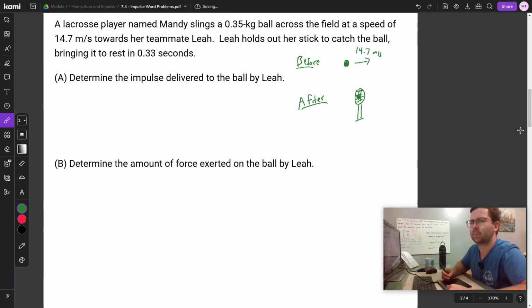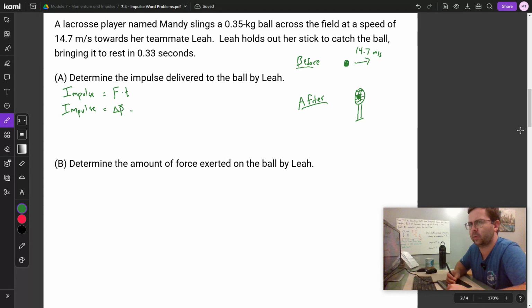Okay. Determine the impulse delivered to the ball by Leah. So to find the impulse, there's two different ways that you can typically go about finding impulse. We know that impulse is equal to the force times the time. I'm looking at the problem up here. I don't see a force anywhere. I see a time, but I don't see a force. So the other option would be to use the relationship between impulse and momentum. Impulse is equal to the change in momentum.